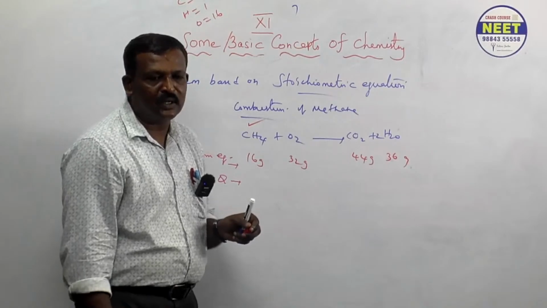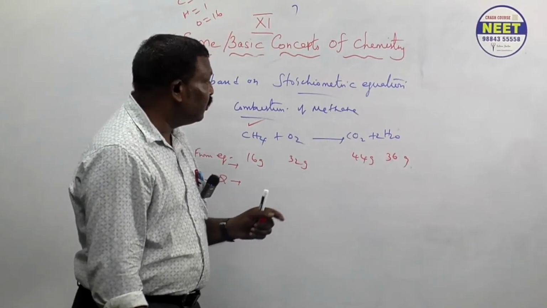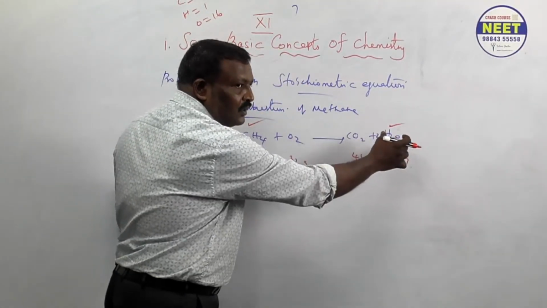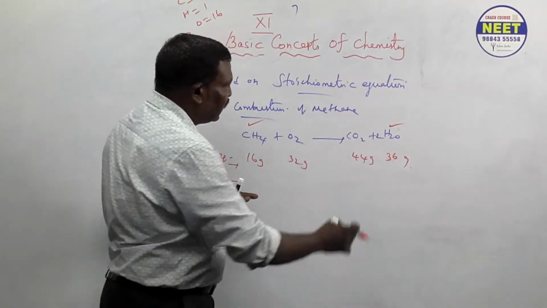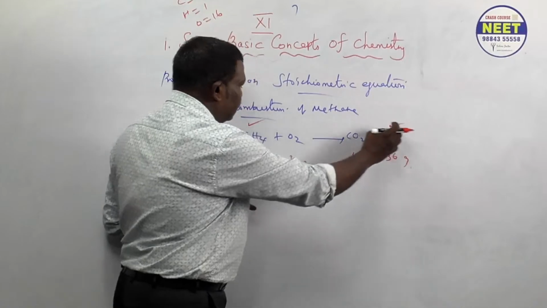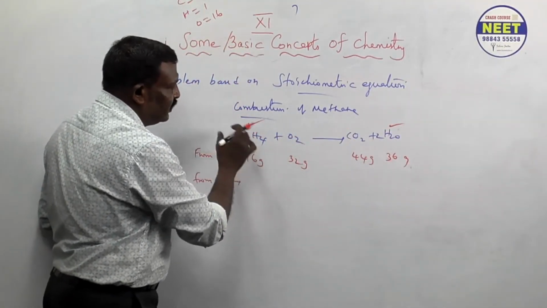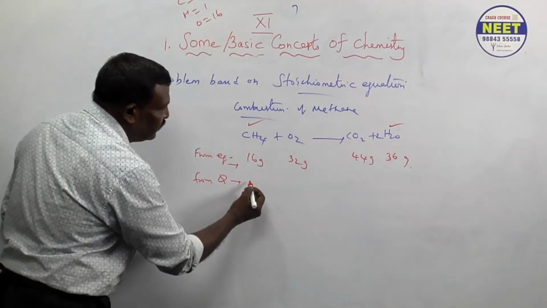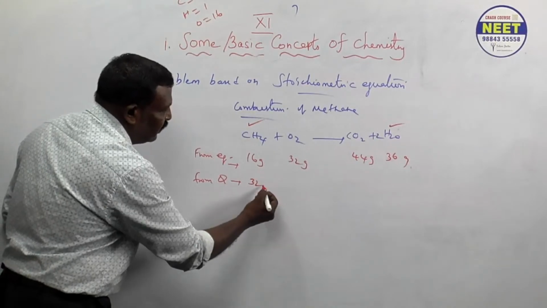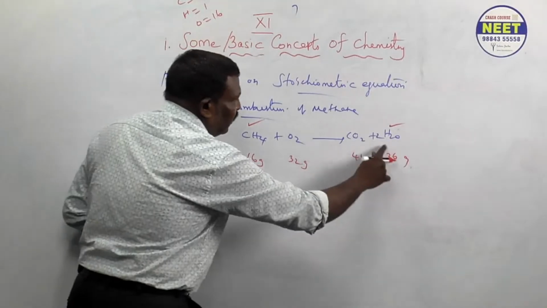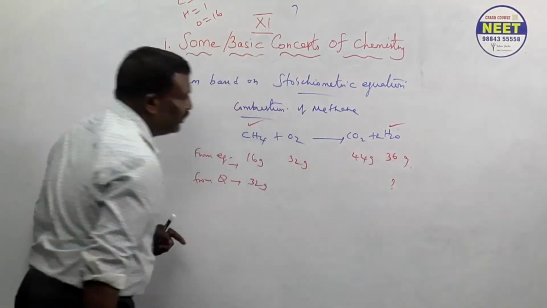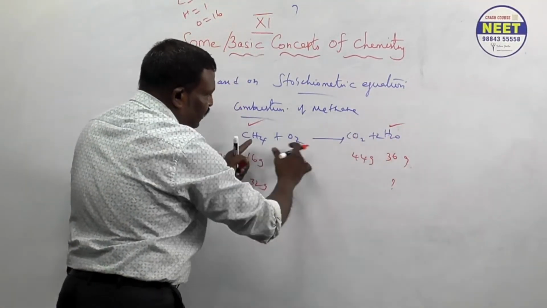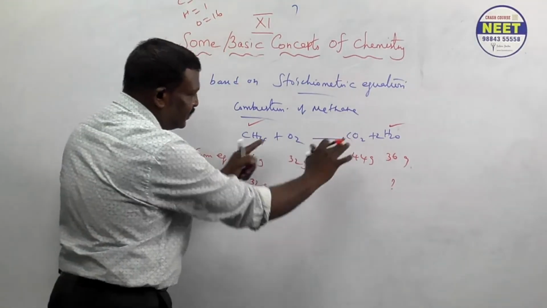Read the question once again. Amount of water produced. These two only you have to compare. Understood? Need not worry about the other one. Calculate the amount of water produced during the combustion of 32 gram of methane. Understood? So what value is given? 32 gram is given. Question: calculate the amount of water produced. Question mark. You compare these two parts only. Other oxygen, CO2, don't worry about this.